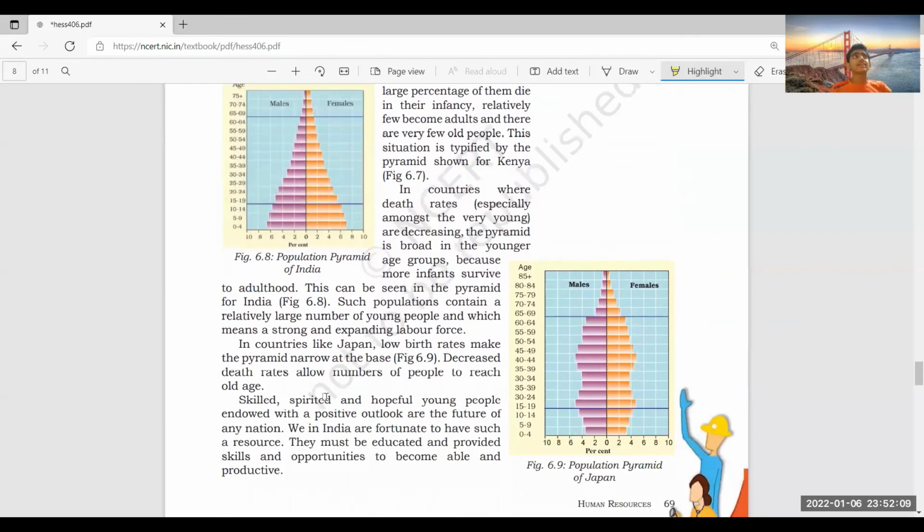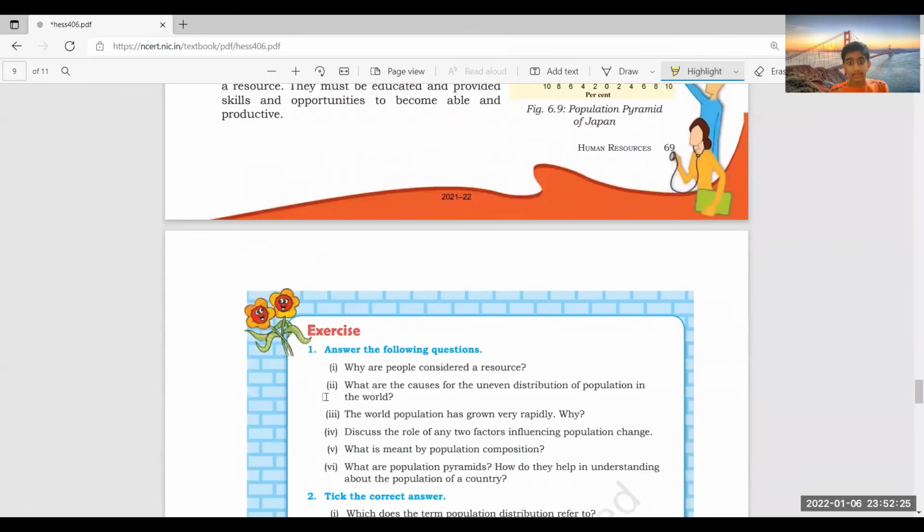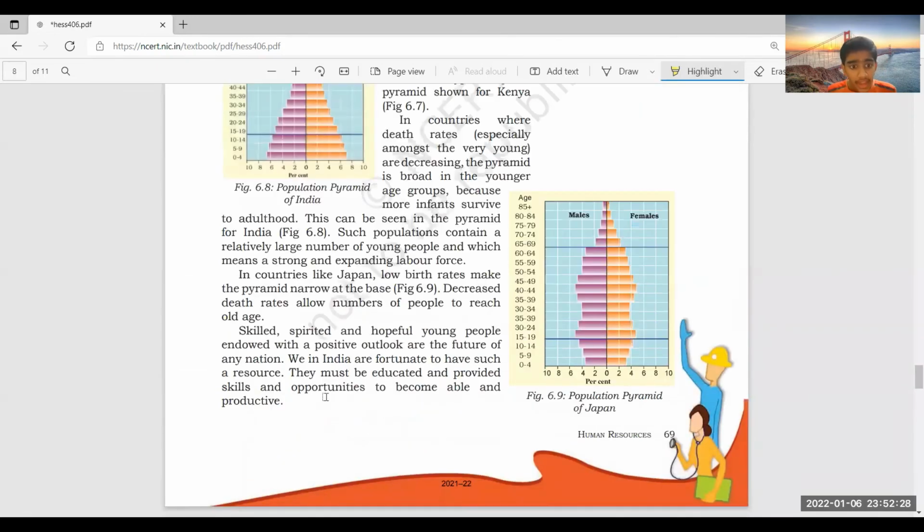Now when we talk about countries like Japan, USA, Australia, UK, Switzerland, such countries have migrants. It doesn't mean birth rates or death rates. There are many people migrating to their countries. So of course, that's how their population pyramid is changing. Skilled, spirited, and hopeful young people endowed with a positive outlook are the future of our nation. We in India are fortunate to have such a resource. They must be educated and provided skills and opportunities to become able and productive.